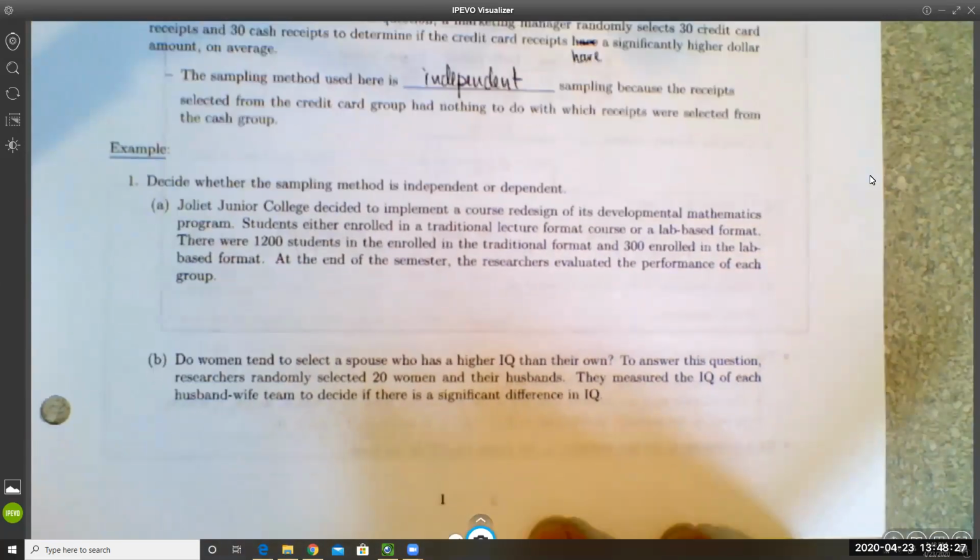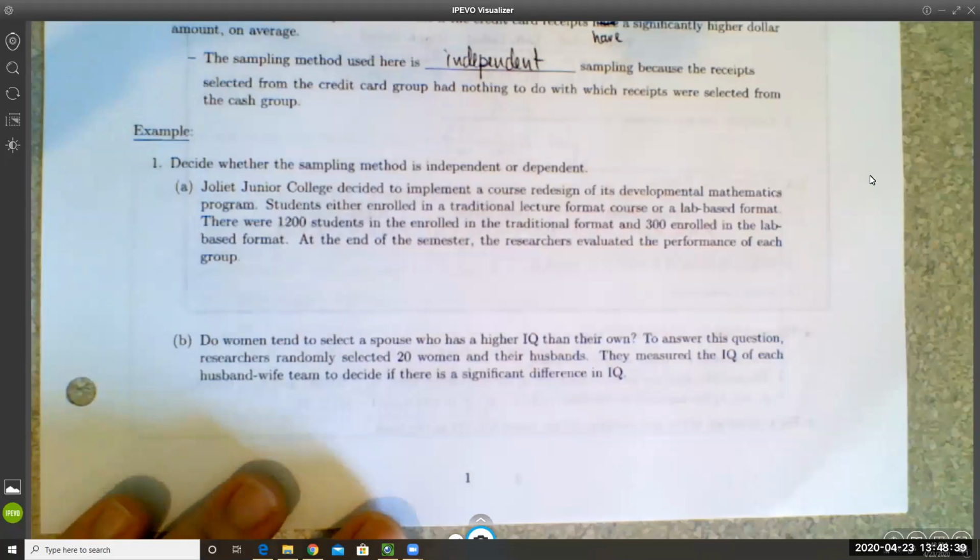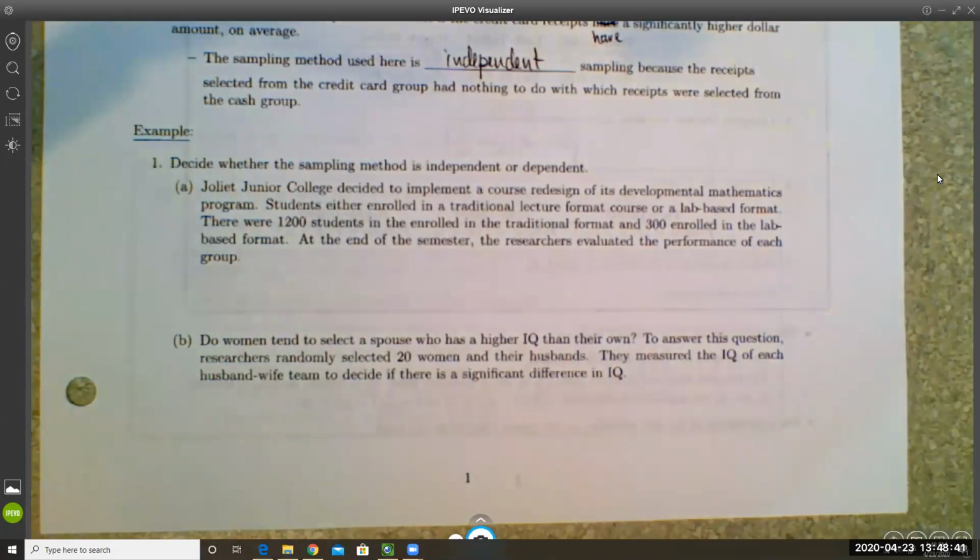So here's another set of examples. I'll let you pause the video and see if you can figure out if the sampling method used is independent or dependent on these two examples. So go ahead and give the video a pause and see if you can answer the questions. Okay, I'm gonna go ahead and give you my answers now.